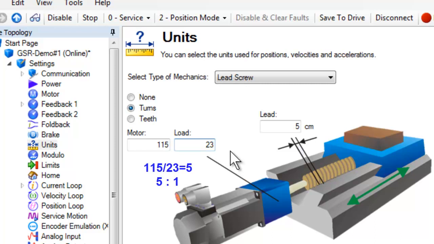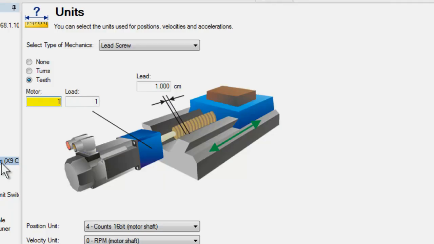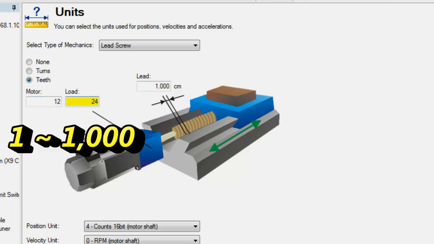If the gear ratio is achieved by a timing belt and pulleys, the number of teeth on the motor pinion and the load pinion can be counted, if not known, and entered for each. The range for the motor and load is 1 to 1,000.